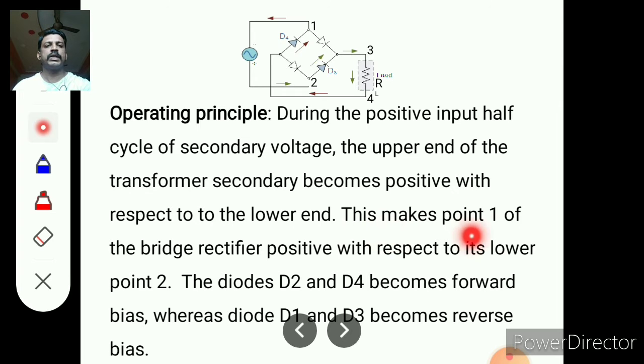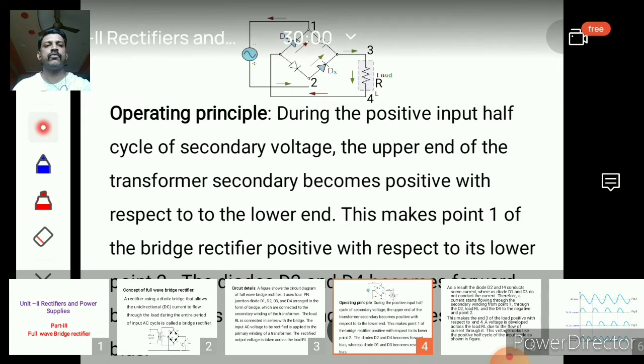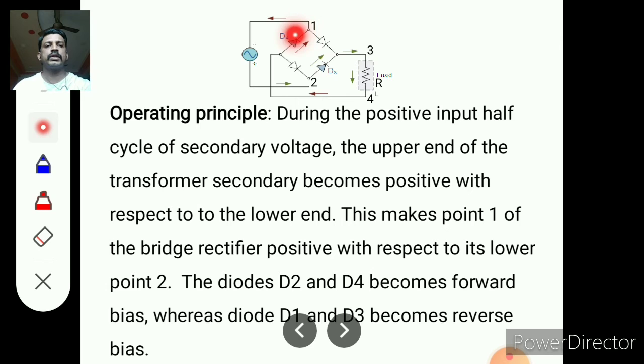That makes point 1 of the bridge rectifier positive with respect to the lower point 2. Therefore point 1 becomes positive, and at the same time point 2 becomes negative. Diodes D2 and D4 become forward biased, whereas diodes D1 and D3 become reverse biased. Diodes D2 and D4 are in forward bias because the positive is connected to the anode and the negative is connected to the cathode.